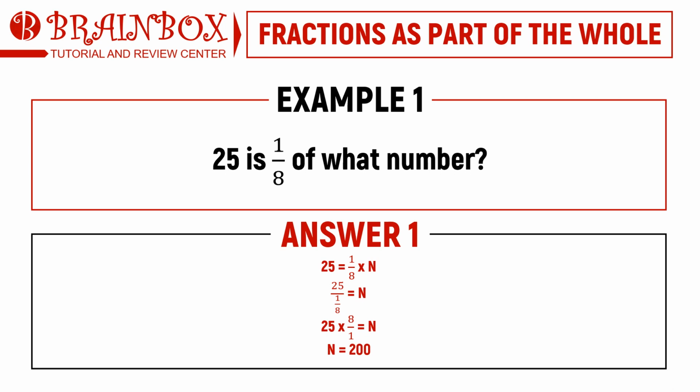Isolating n, we have to transpose 1/8. With this we get 25 divided by 1/8. Applying the rules on dividing fractions, we get 25 times the reciprocal of 1/8, which is 8/1. Ultimately we get 25 times 8 is the value of n. Thus, we get n equals 200.